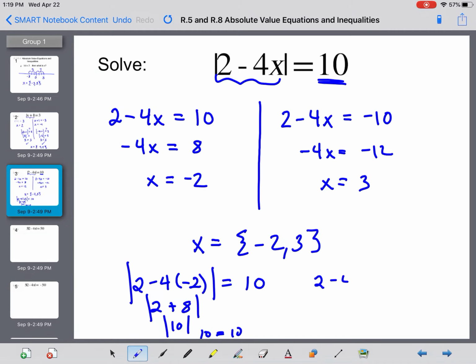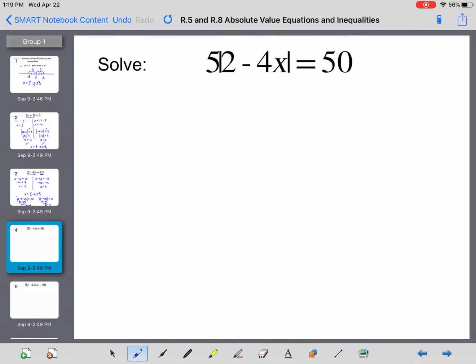And then if I plug in 3, the absolute value of 2 minus 4 times 3, is that equal to 10? Well, this gives me 2 minus 12 inside the absolute value. So I'm left with negative 10 inside that absolute value, and negative 10 is in fact 10 units away from 0. So that one checks out as well.